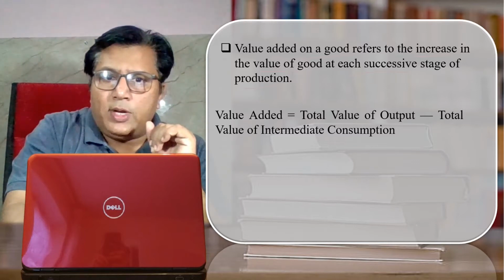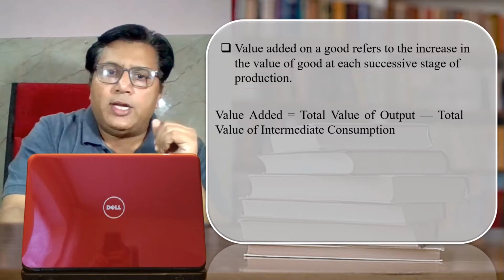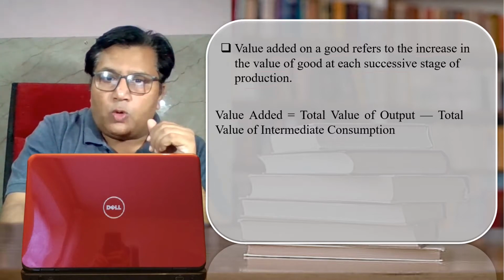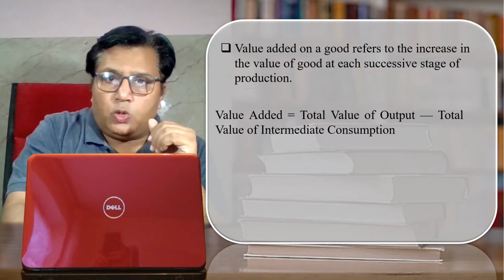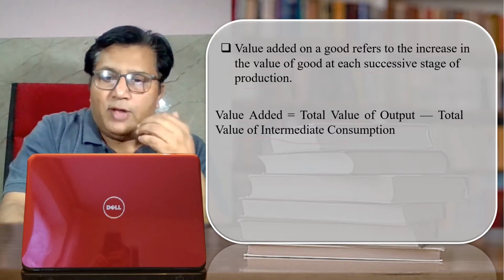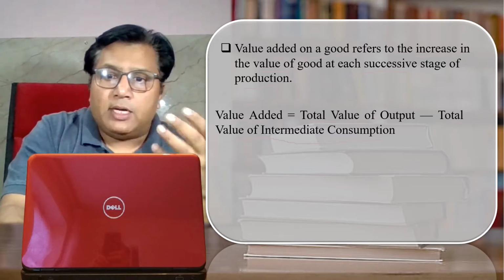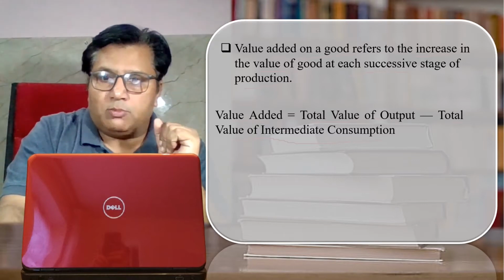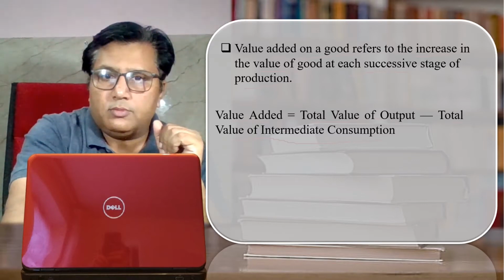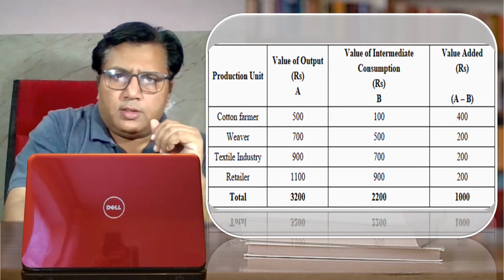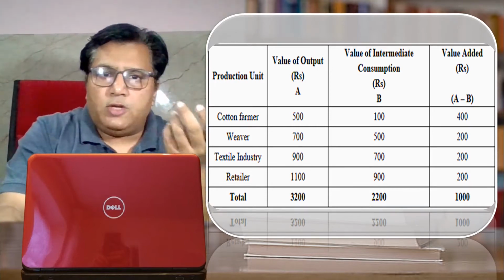And how do we calculate it? It will be much more clear through this equation. Value added means the total value of the output minus the total value of the intermediate consumption. So what is value added? Value added means how much value is being added to the raw material. That is the total value of the output minus intermediate consumption. The thing will be much more clear through this numerical example.